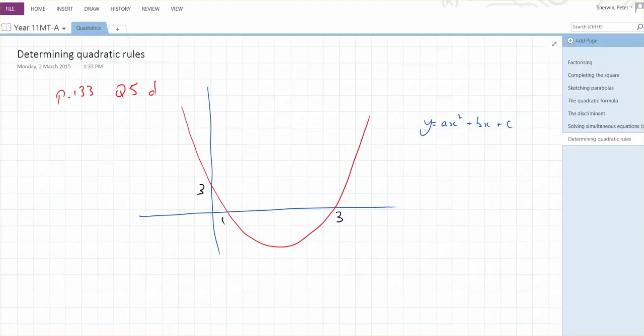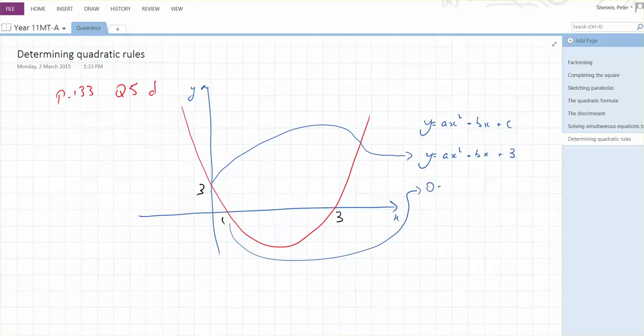We know straight away that c equals 3 because the y-intercept is always equal to c, so we can improve on this to say that y equals ax squared plus bx plus 3, because it goes through 3 on the y-axis there. This point here, 1, 0, we can put that in to this equation, so we get 0 equals a times 1 squared, so it's a, plus b times 1, so that leaves us with b, plus 3.